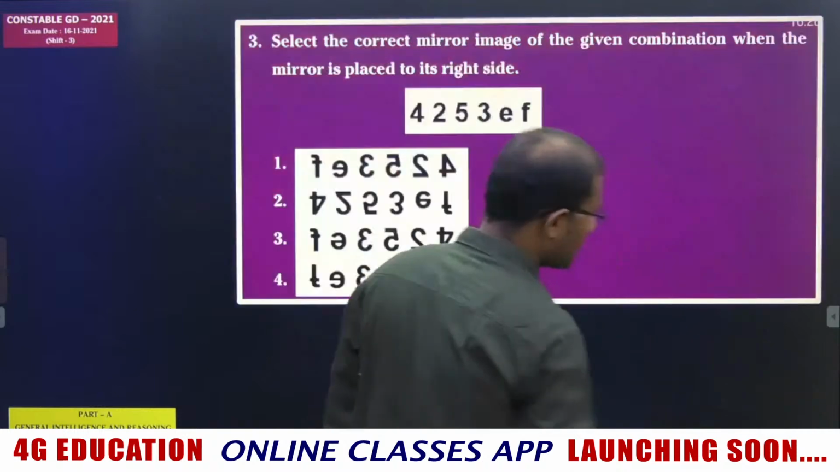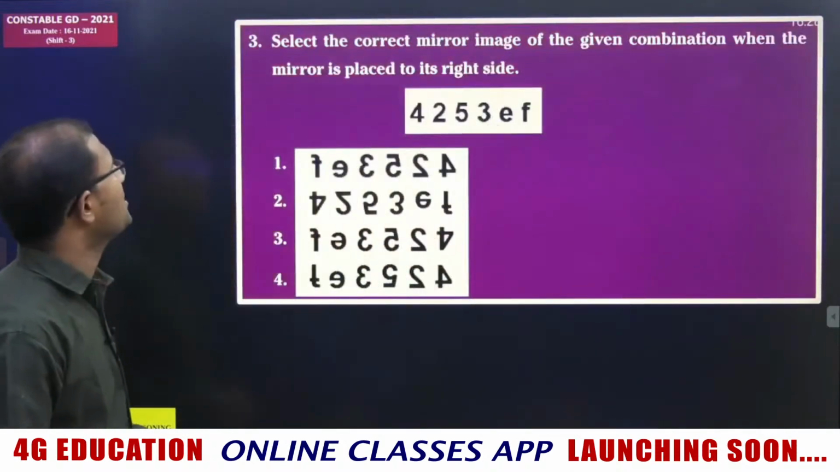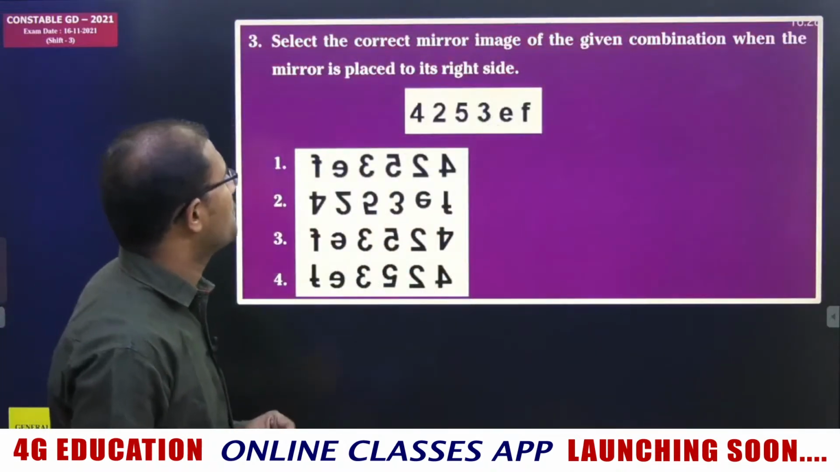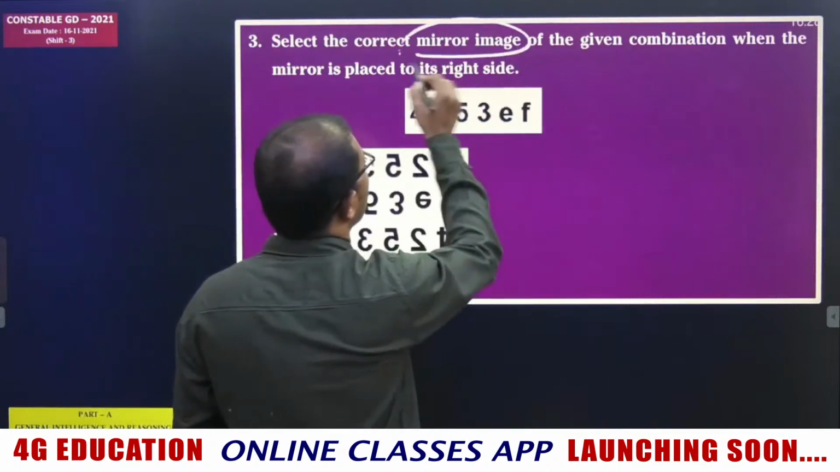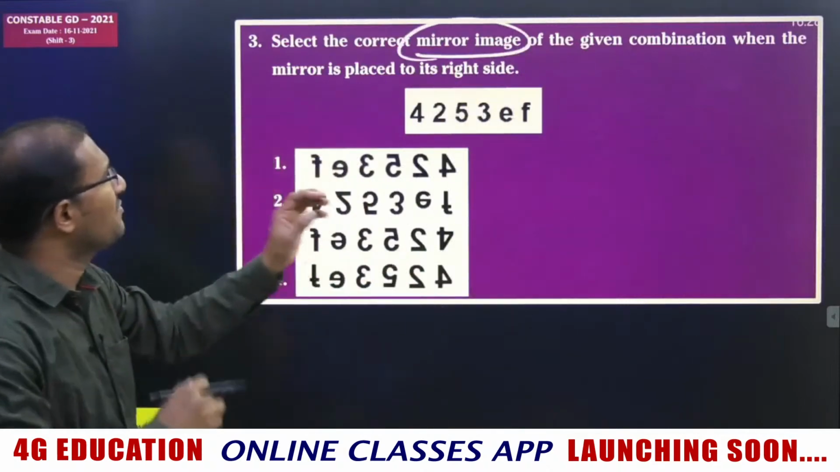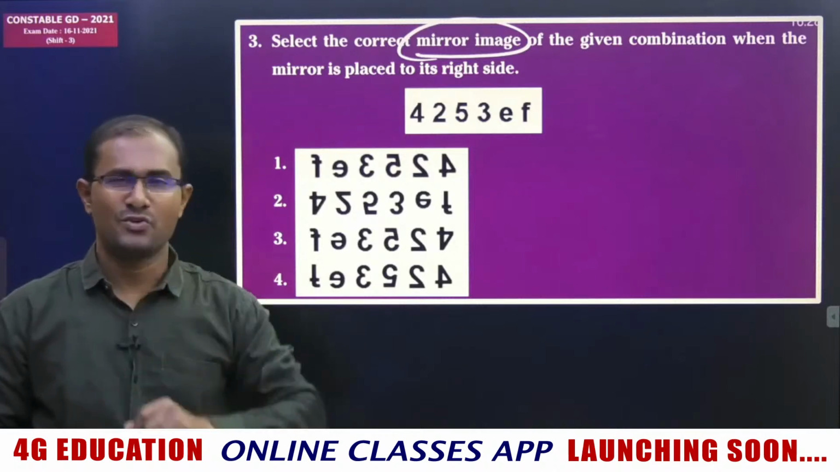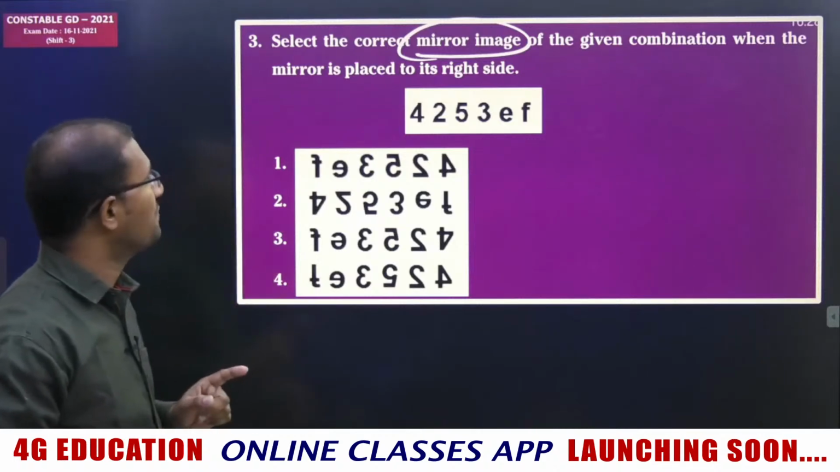Now let's move on to the next question. Third question, select the correct mirror image. From mirror image one question is given. Very simple questions are going to be given, especially from the mirror image and water image concept. Mirror image we need to find out for the given combination.